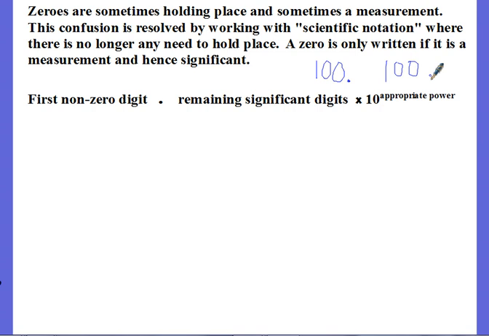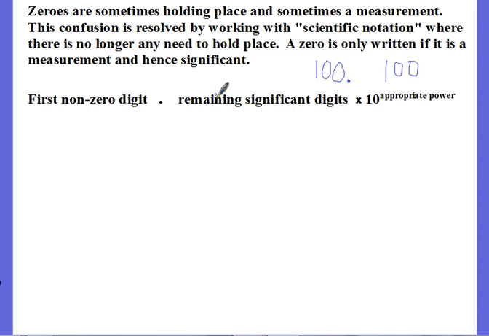But I don't like that. For one thing, how can you, with putting a decimal place, how can you indicate that this one is significant and this one is only holding place? It doesn't work. I don't like it. You use this with me, you will lose points.